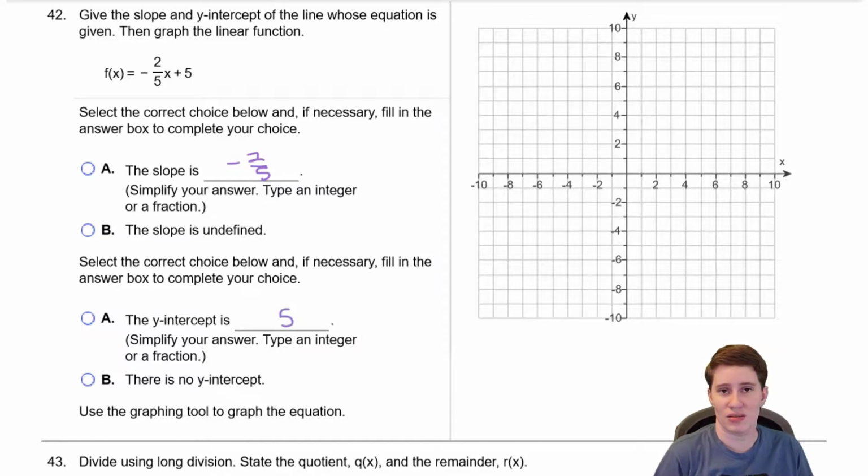Over here we have this lovely looking graph. We start or begin with the y-intercept. Begin starts with b, and in y equals mx plus b.